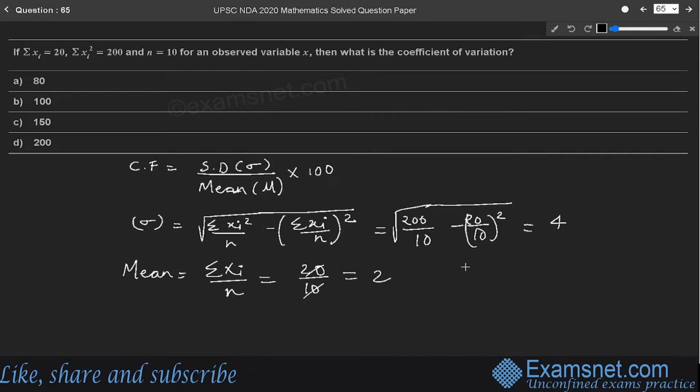Now we have got both the values, sigma and mean. So now putting it in the formula for CF, CF will be equals to 4 upon 2 into 100, which is equals to 200. So the value of coefficient of variation is 200. So the correct option for this question is option number D.